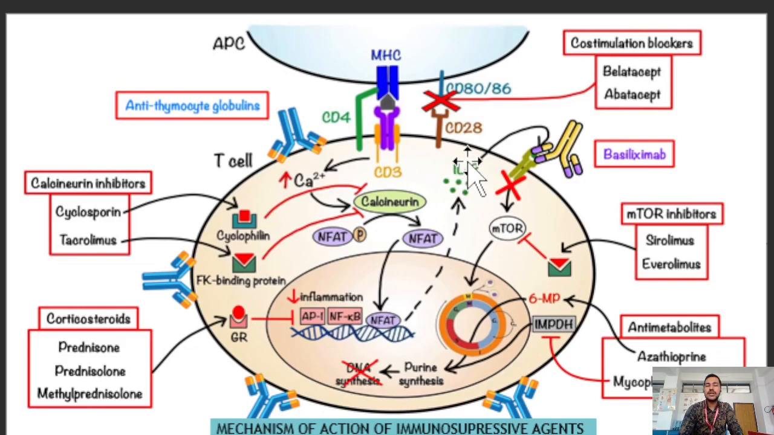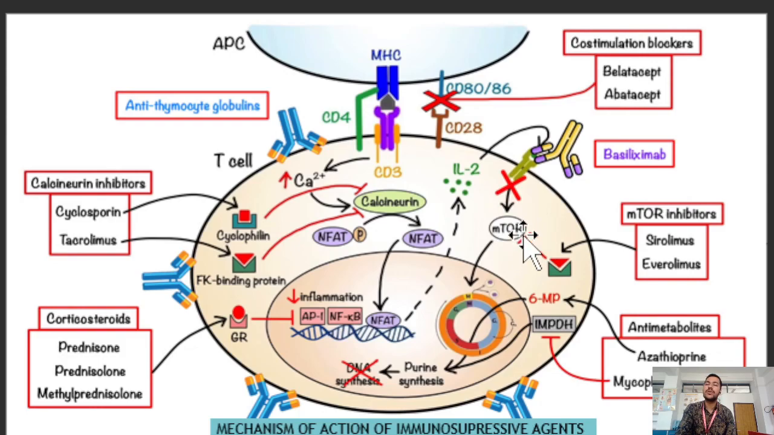This interleukin 2, after it goes outside, again immediately binds with an interleukin 2 receptor which is located just outside the T cell. Now when this interleukin 2 binds to the interleukin 2 receptor, it in turn will activate another compound called mTOR. mTOR stands for mammalian target of rapamycin.